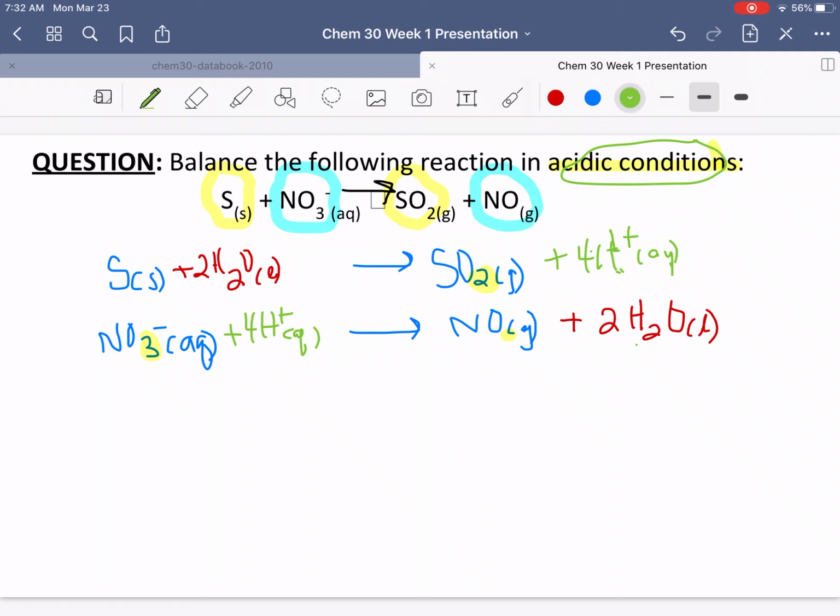Step 5 is the one that gets a little bit more complicated when you have to look at total charge. Look at the top one. If you look here, we have a total charge at this point of 0. On this side, we have a total charge here. You've got to multiply by things. We've got 4 positive H pluses, so the total charge over here is positive 4.